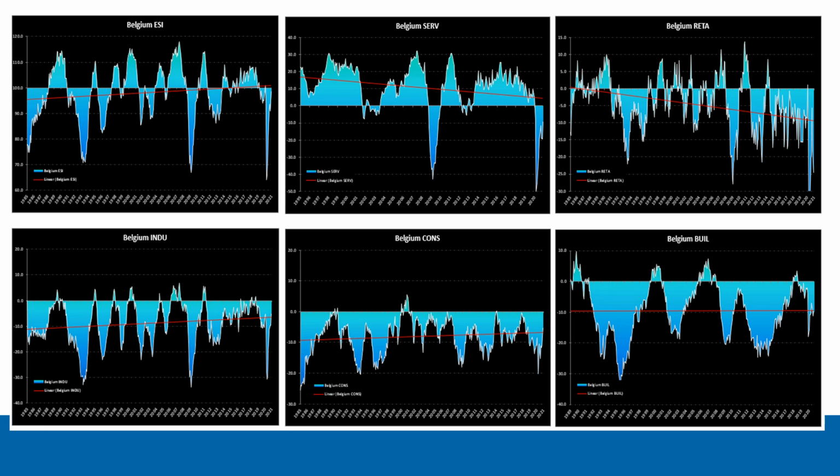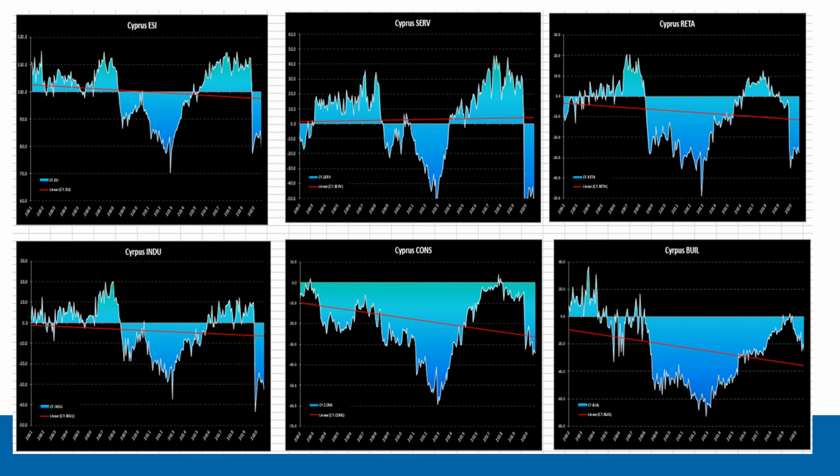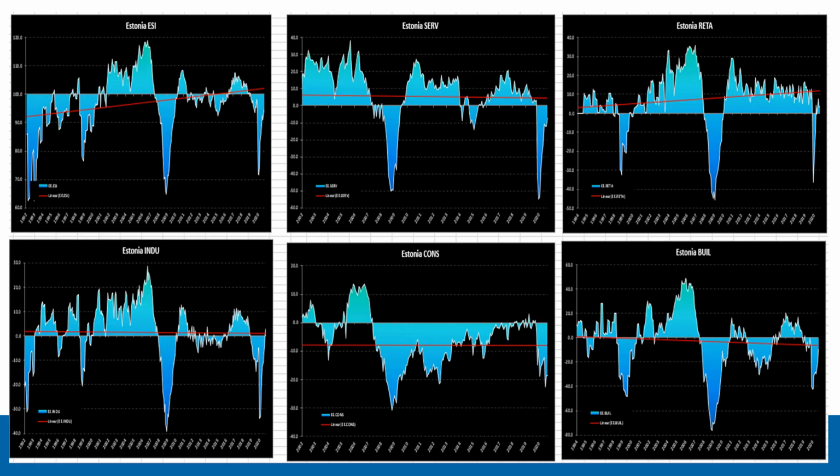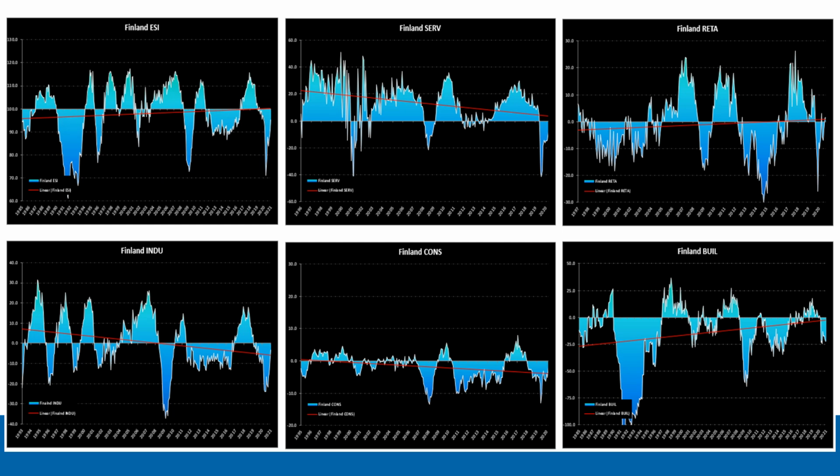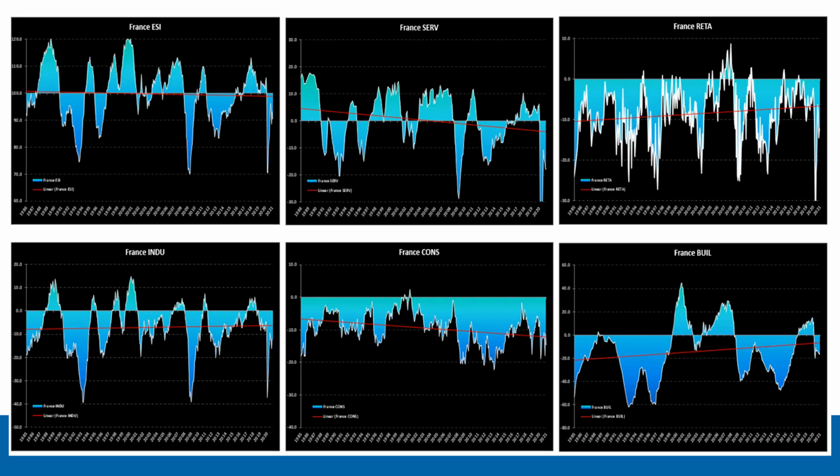Belgium, again, very, very small economy. We don't spend too much time on it. We just update the data. Cyprus, obviously ridiculously small. Estonia, very small, irrelevant. Finland, small as well. And then we get to one of our big economies, France.